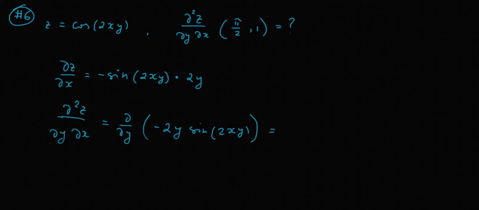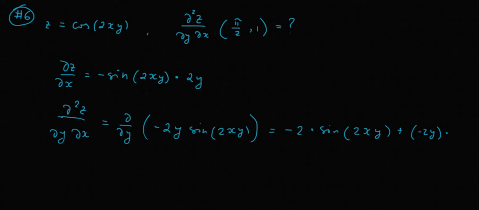Take the derivative of the first factor, negative 2y. The derivative with respect to y is negative 2. We get negative 2 times sine of 2xy. And then plus negative 2y multiplied by the derivative of sine of 2xy.